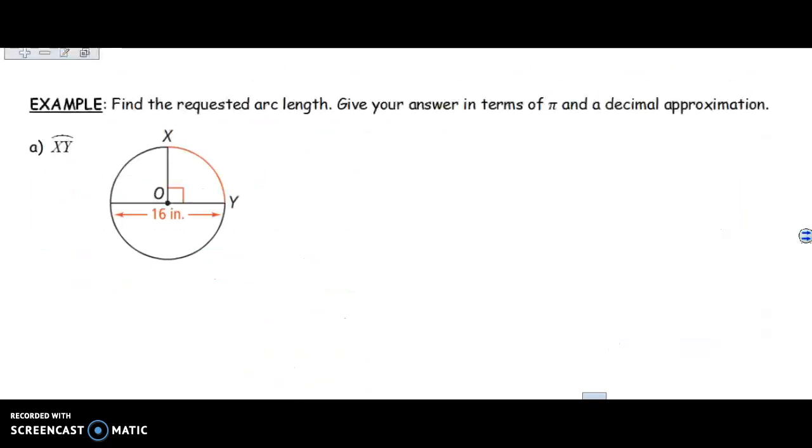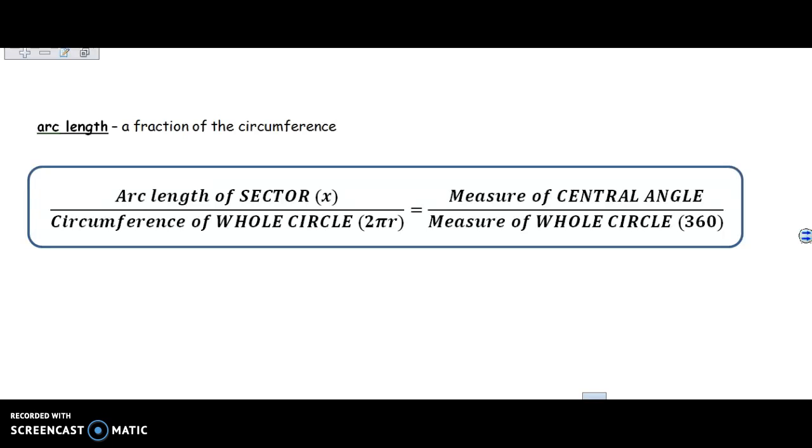Okay, so then what we're going to do is find arc length. In a circle, we don't want to find the whole circumference; we only want to find part of the circumference. That's called arc length. When it's asking for arc length, it's asking you to find a part of the circumference. And since this is a part of the circumference, we're going to set up a proportion, because with proportions, we're finding a portion of the whole thing.